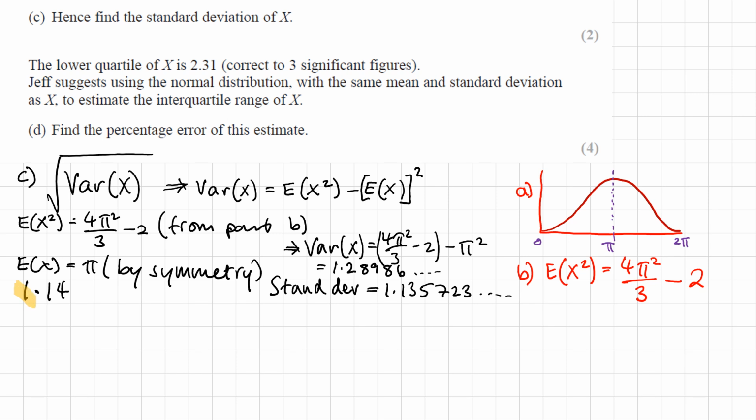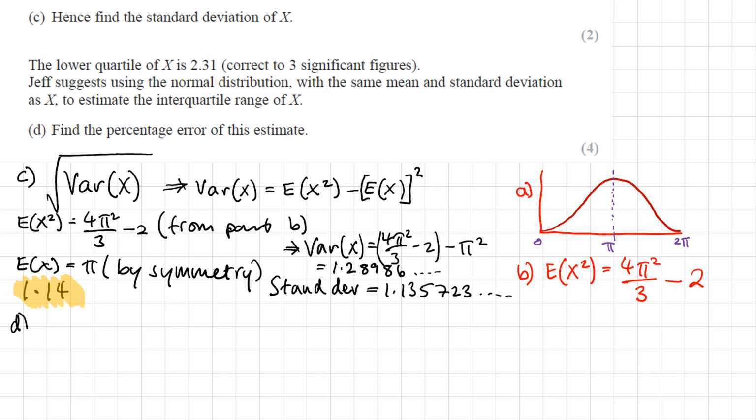We could give a more accurate answer, but that's the sort of standard amount of accuracy we want to go for, 3 significant figures. The lower quartile of x is 2.31, correct to 3 significant figures. Jeff suggests using a normal distribution with the same mean and standard deviation as x to estimate the interquartile range of x. Part D, find the percentage error of this estimate.